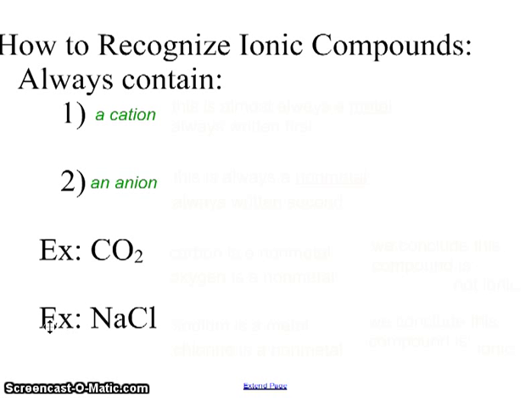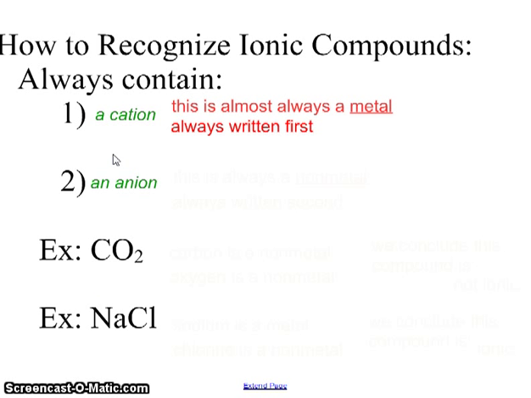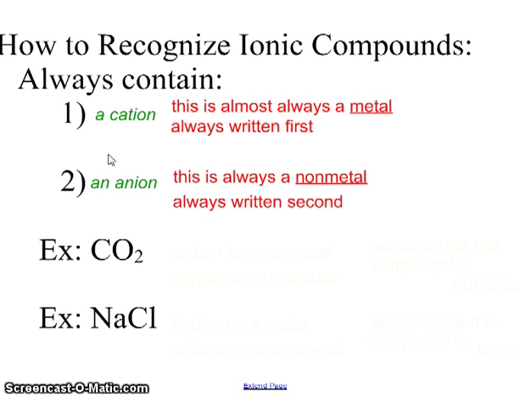Ionic compounds, of course, always contain ions, and ions can be either cations and anions. Cations are almost always metals, and they are always written first in a compound, both in the formula and in the name. Anions are always nonmetals, and they're always written second, both in the formula and in the name.